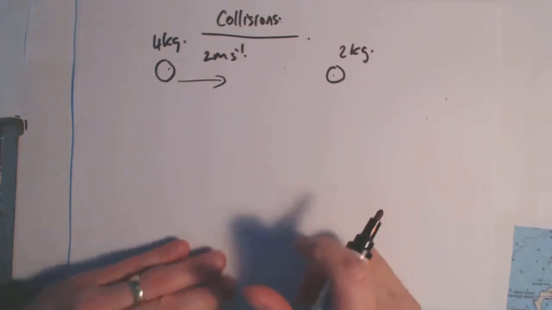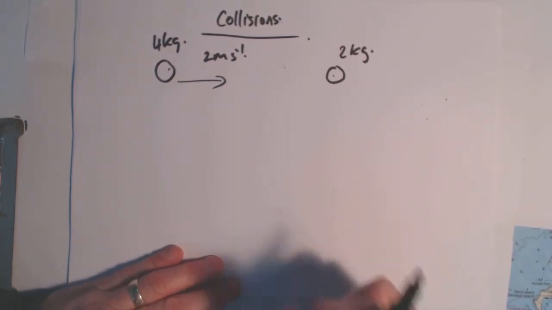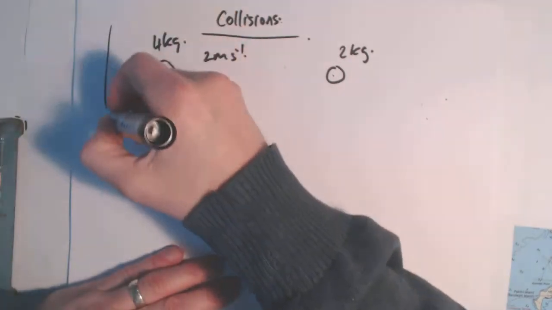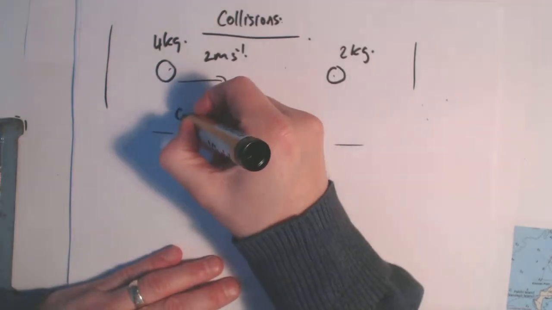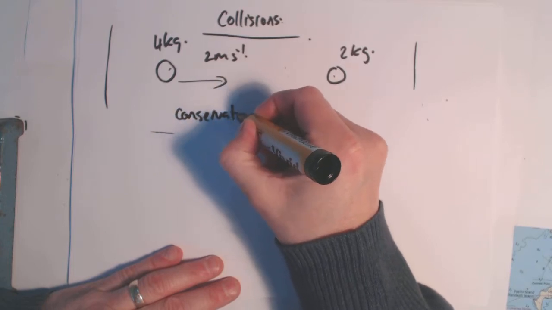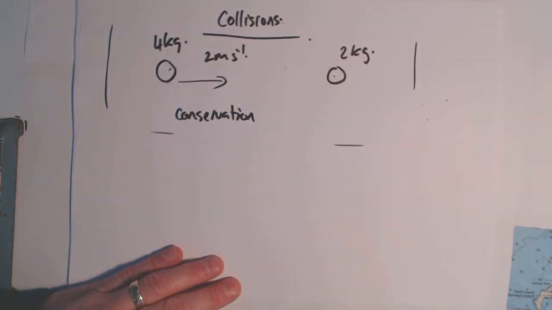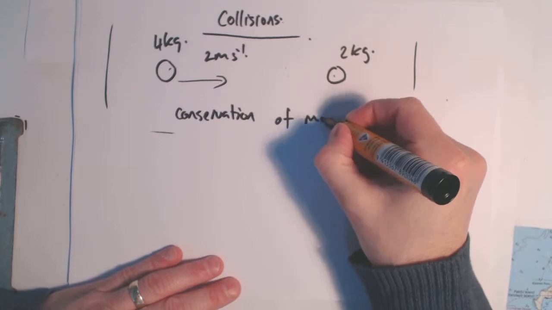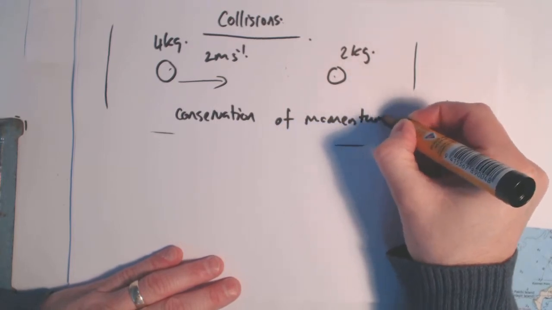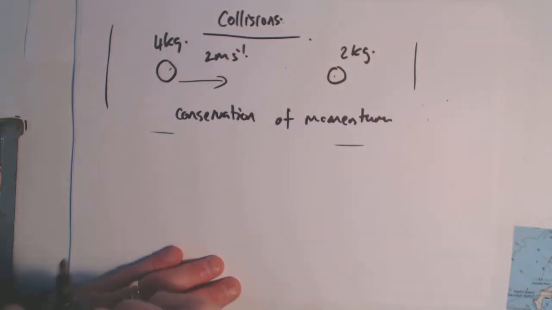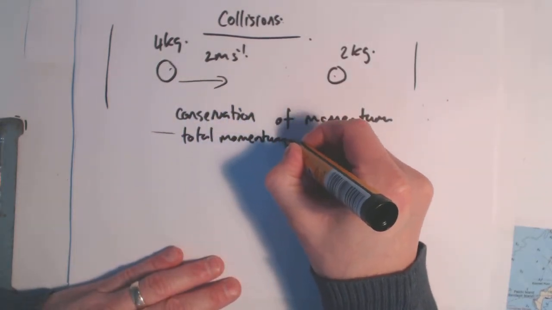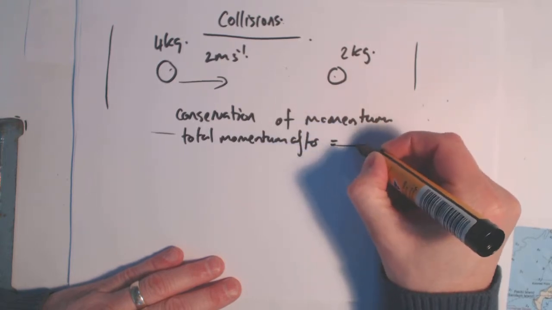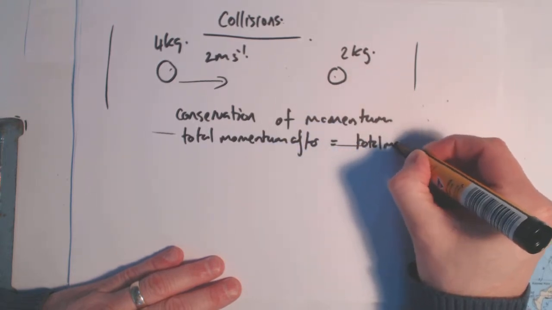Now, if we are wanting to look at this collision, and we know it's an isolated system, again, no external forces operating on the system, then we know that we're going to get conservation of momentum. All right? Remember the principle: no external force, conservation of momentum. Now, that means that the total momentum after must equal total momentum before.